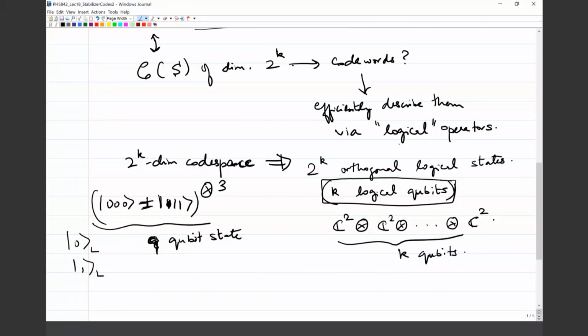Is that clear? We're taking a two-dimensional subspace. We have only two elements in the basis because we were taking a 2 to the power 1 dimensional subspace. Correct, exactly. But although I have two states, I'm saying that this constitutes a single logical qubit. So I'm just making the distinction between the number of logical qubits that you have and the number of these orthogonal states that you have to span the code space. Is that distinction clear? That's all. Okay.